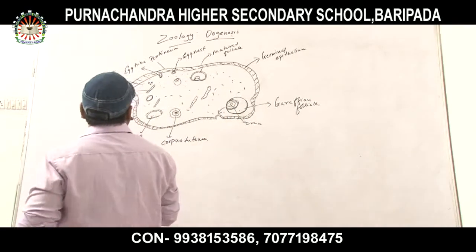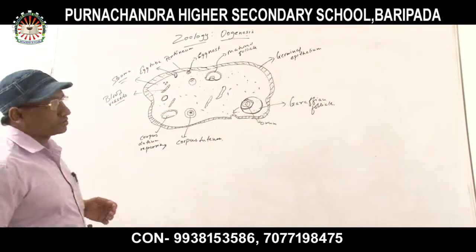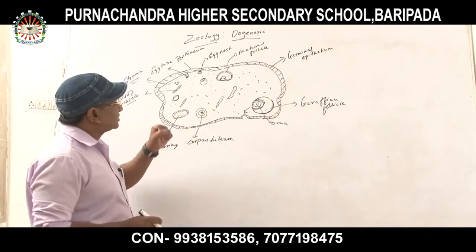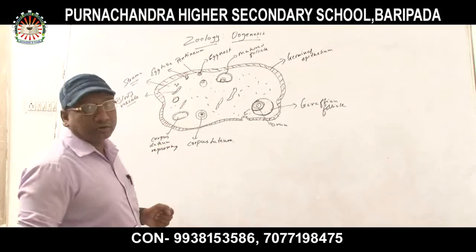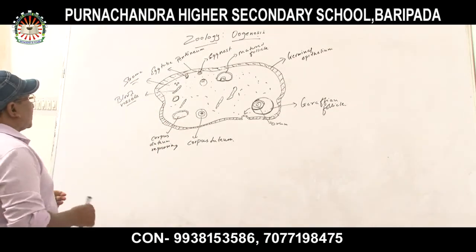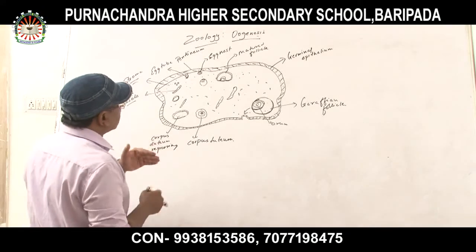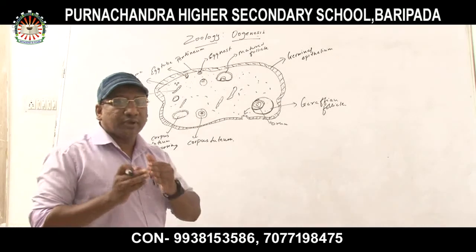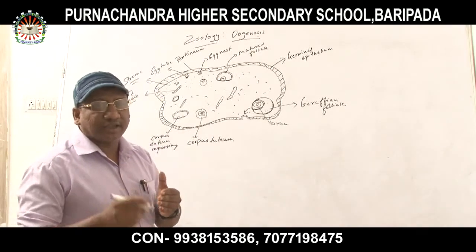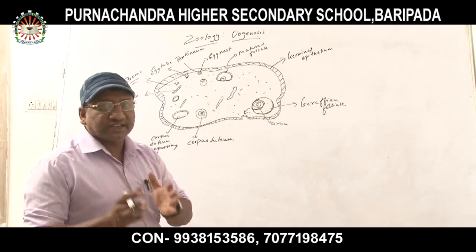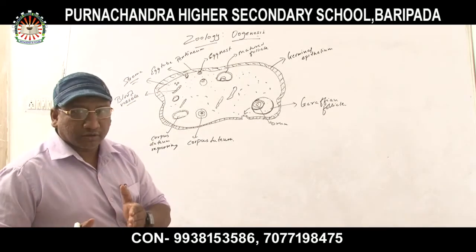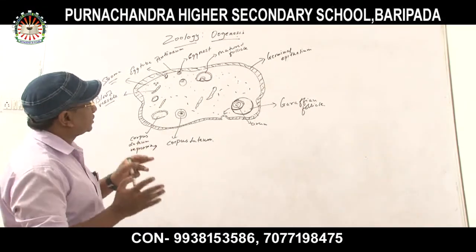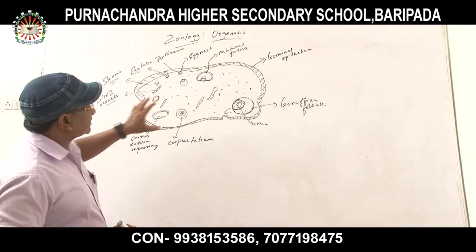Now, today I am going to explain oogenesis, which is a very important topic from the examination point of view. So you must learn it and see what I am talking about. What is called oogenesis? Oogenesis is the female gametogenesis, which takes place in the ovary.